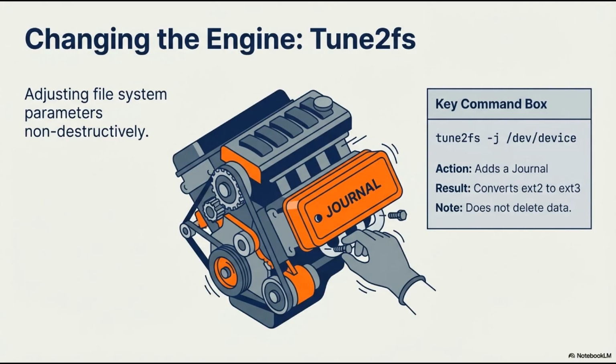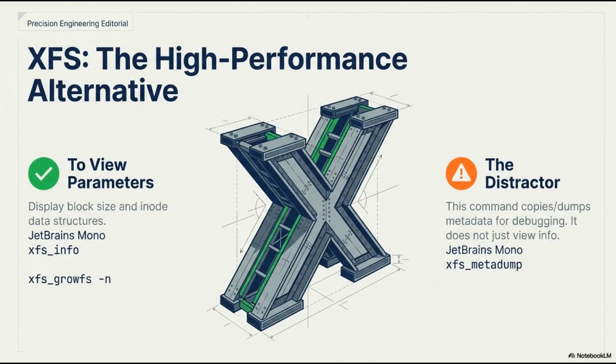We're stepping away from the ext family for a moment. This slide is all about XFS. XFS is the heavy lifter. It's the default file system for Red Hat Enterprise Linux. It's built for huge data, massive files, high performance, but because it's a different architecture, your dumpe2fs tools won't work on it. The slide is split into two sections: viewing parameters and a distractor warning.